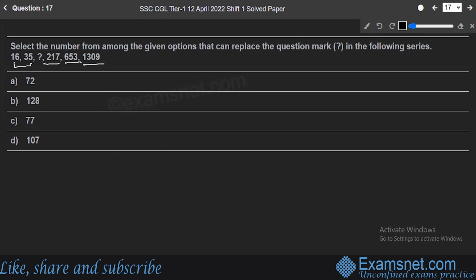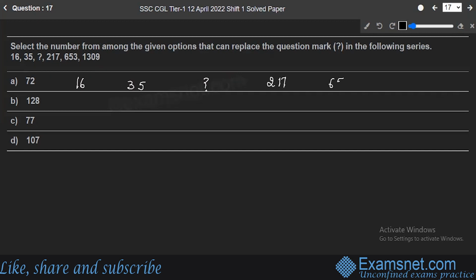And somewhere they are moving in a multiple of 2, about, right? So like 16 multiplied by 2 is 32. Similarly, for 653, the multiple is around 1200, which is the nearest number to this. For 217, this goes with approximately a multiple of 3. So let's see, I'm writing down the numbers 16, 35, question mark.